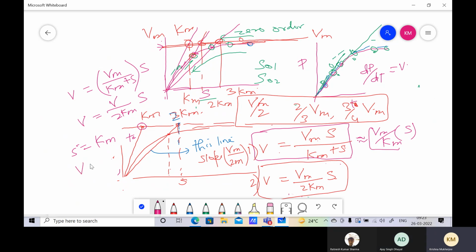If S is equal to Km, V is equal to Vmax by 2. Okay? Because when S is equal to Km, V is equal to Vmax by 2.